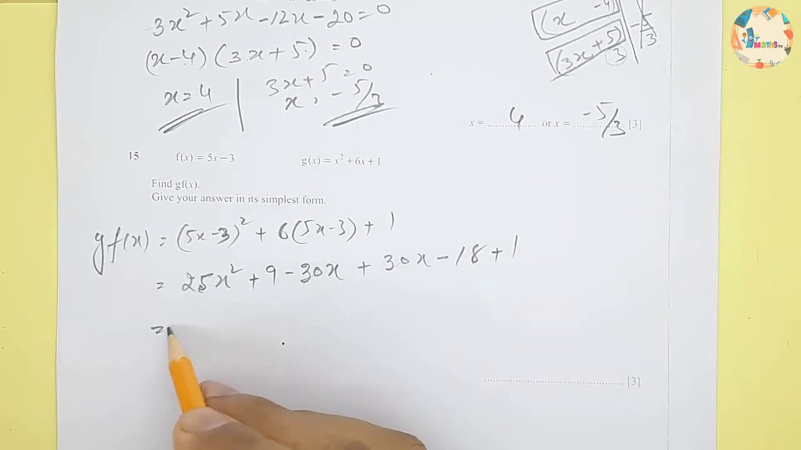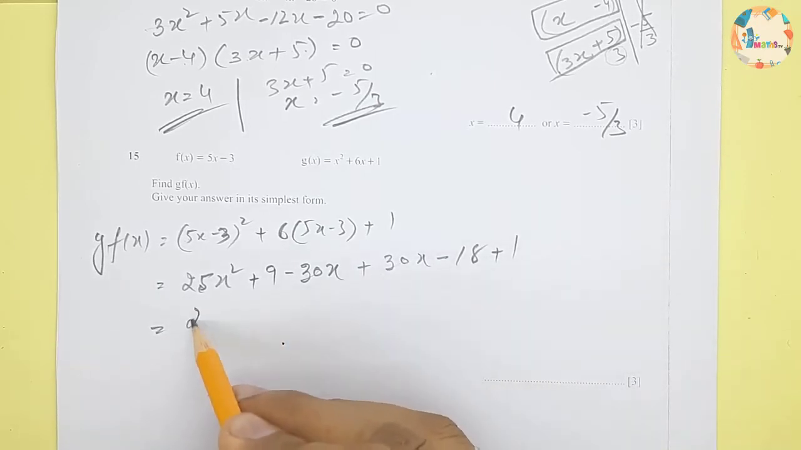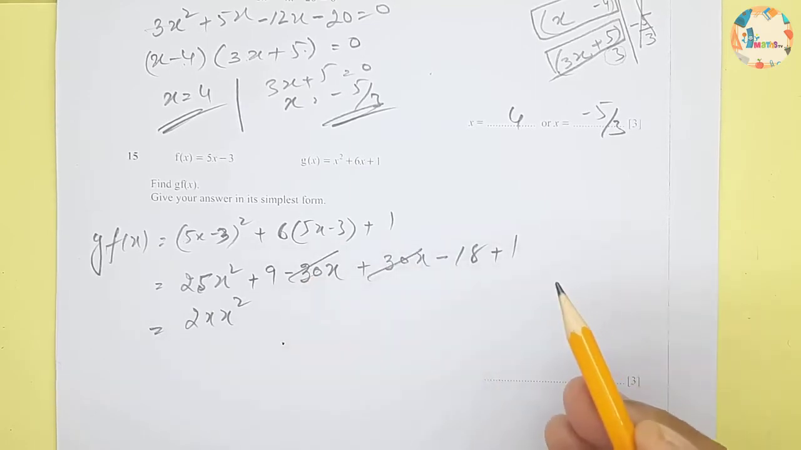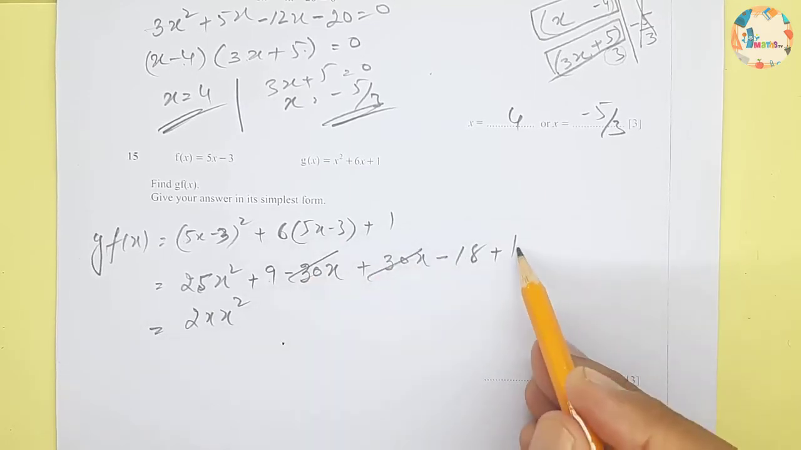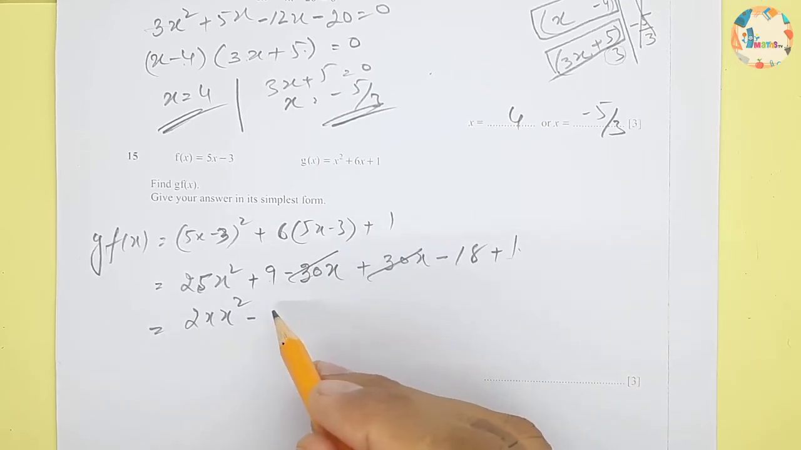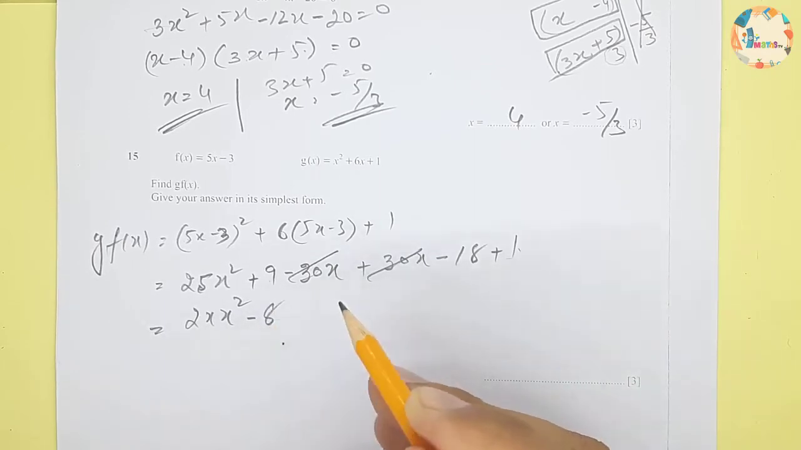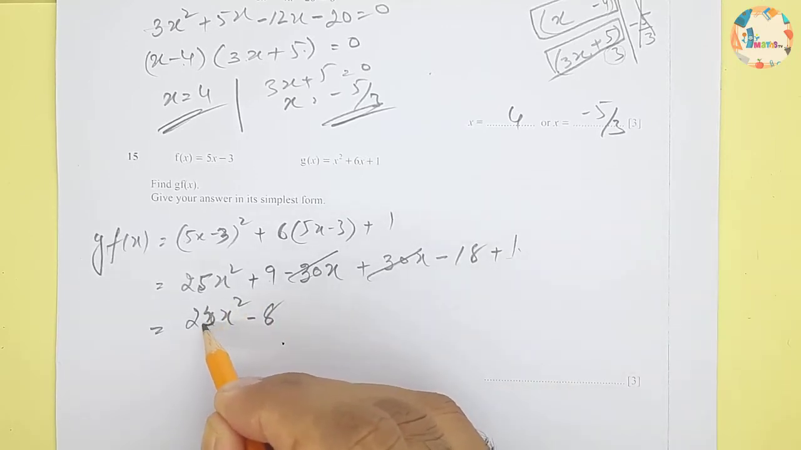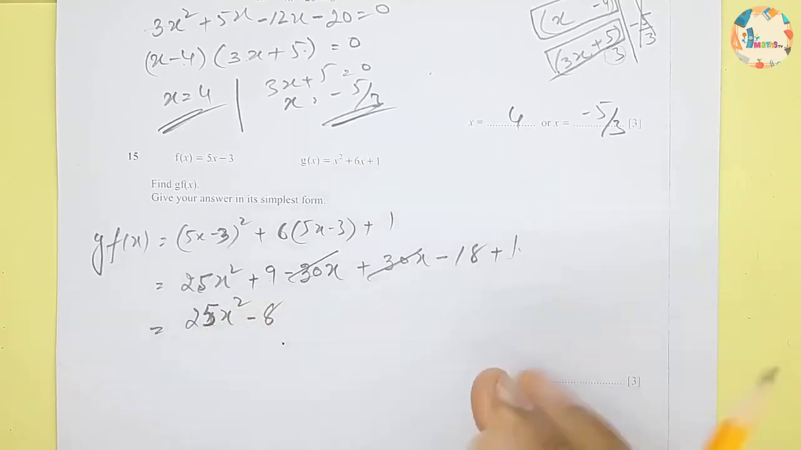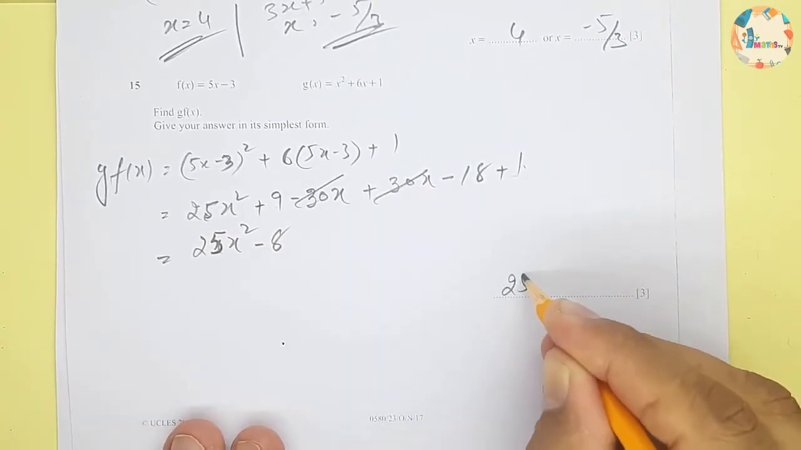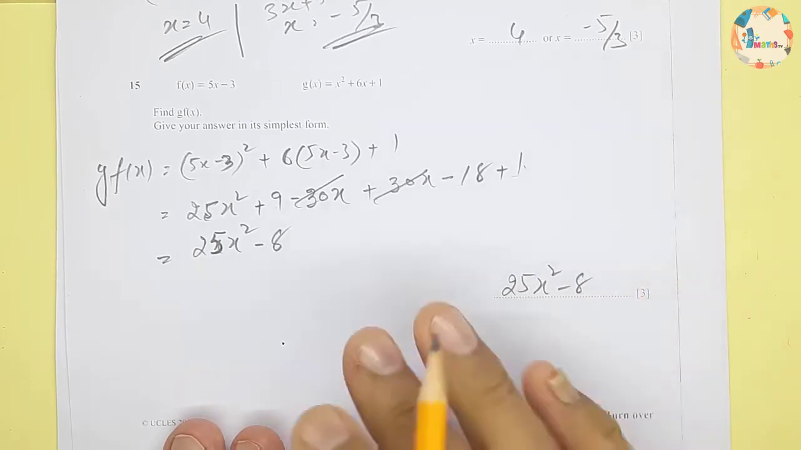Now we will be adding like terms, so 25x square as it is, because there is no x square involved, this will be cancelled, and 9 plus 1 will be 10, so minus 18 plus 10 will be minus 8. So this is 25x square minus 8. This is our final answer, 25x square minus 8.